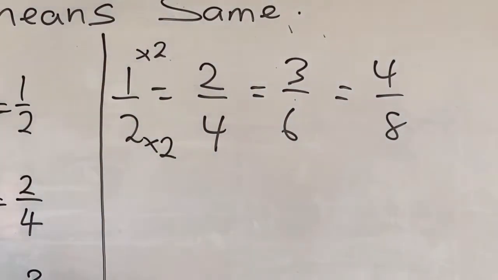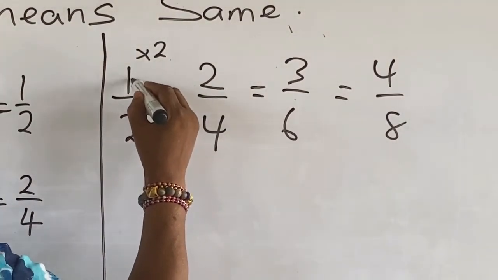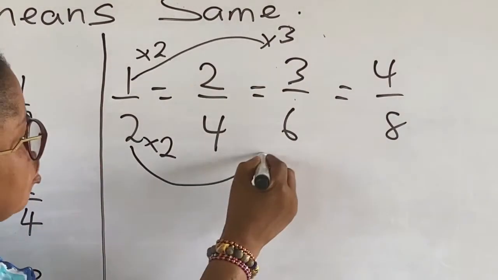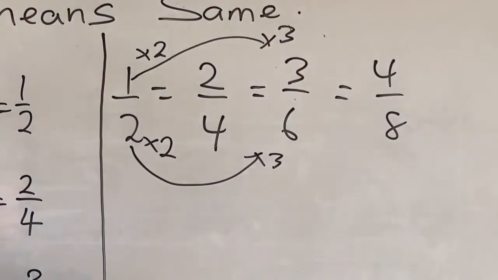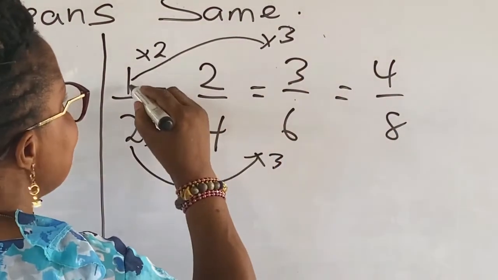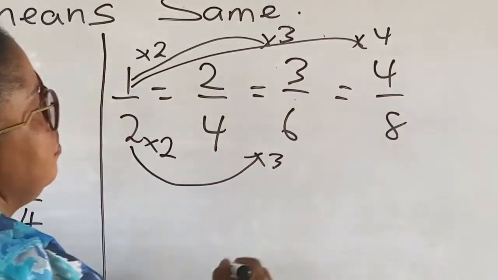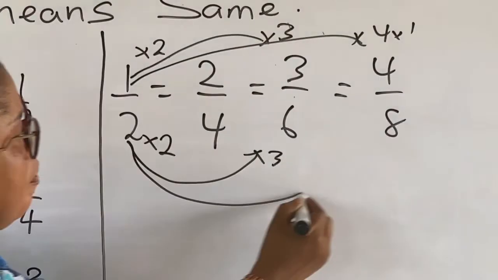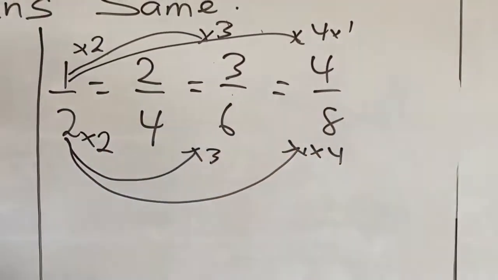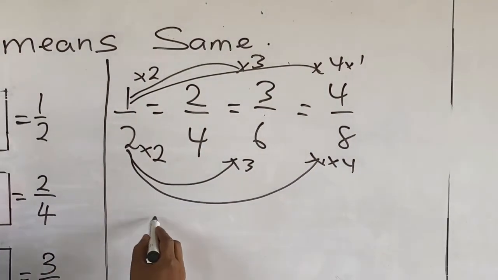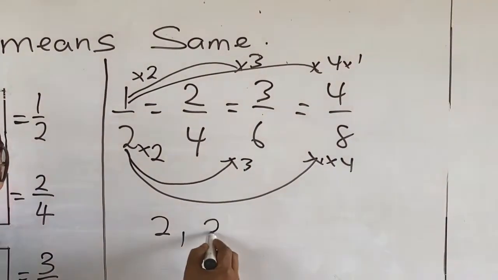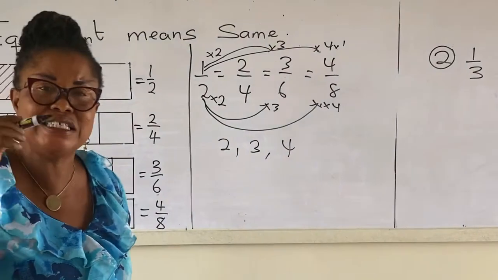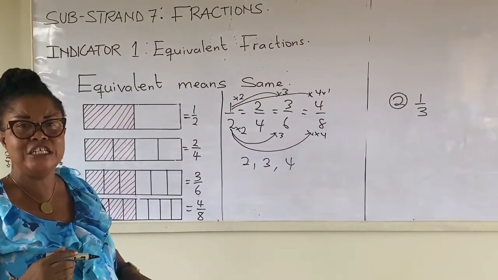Now let's look at the next one. The 1 was multiplied by 3 to get 3. Then this 2 was also multiplied by 3 to get 6. And it continues like that. Times 4, 4 times 1 is equal to 4. Then these 2 multiplied by 4 to get 8. So you can see that the first one was multiplied by 2, followed by 3, followed by 4. And whatever was done to the numerator, the same thing was also done to the denominator.